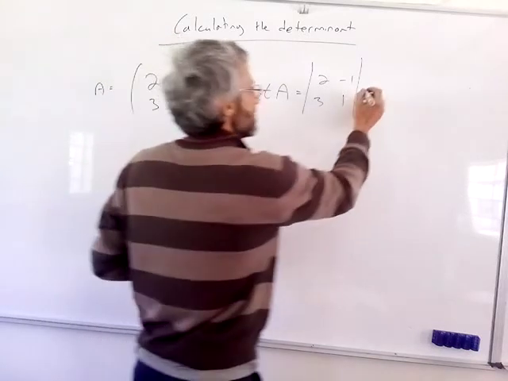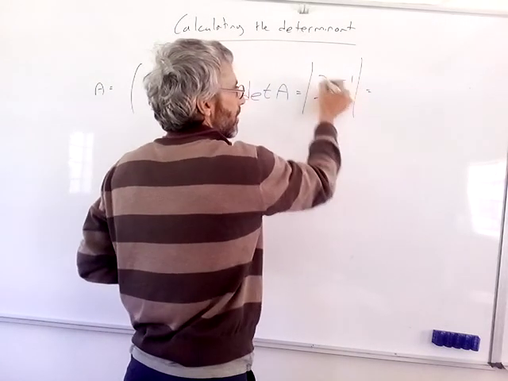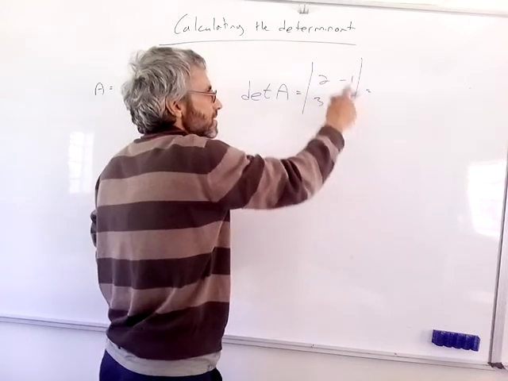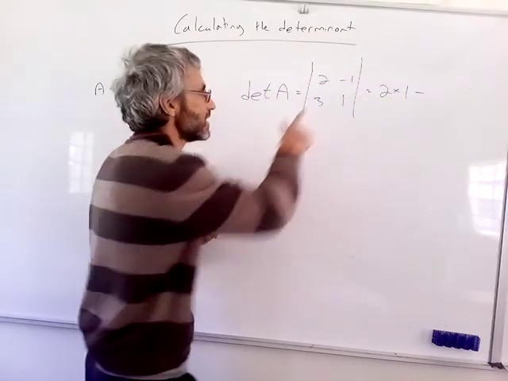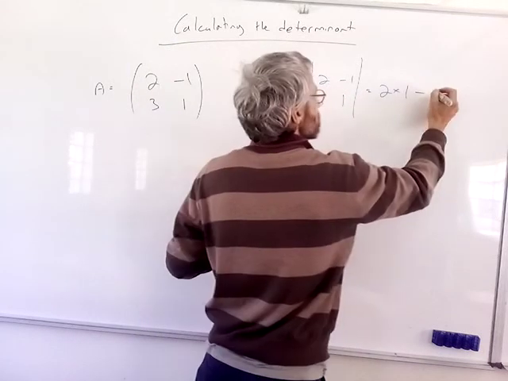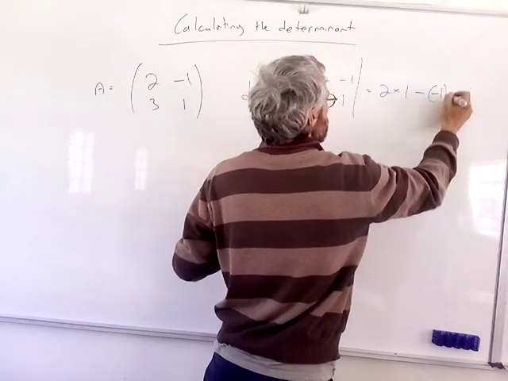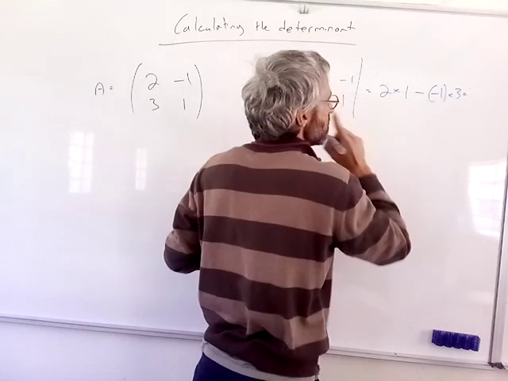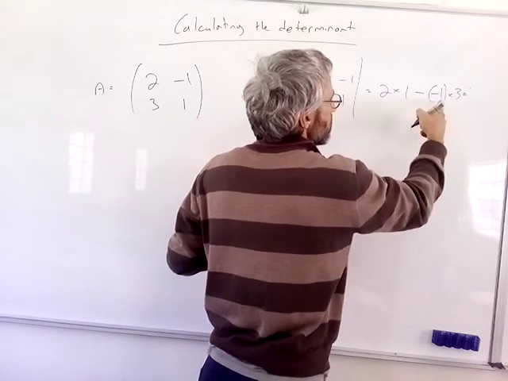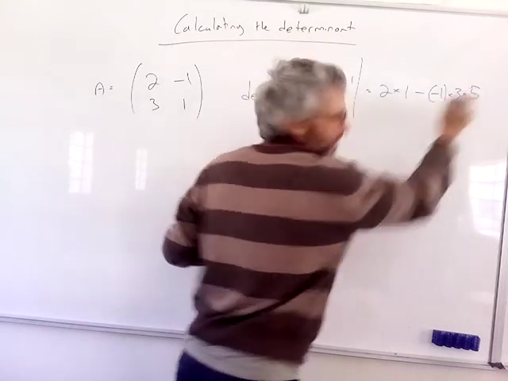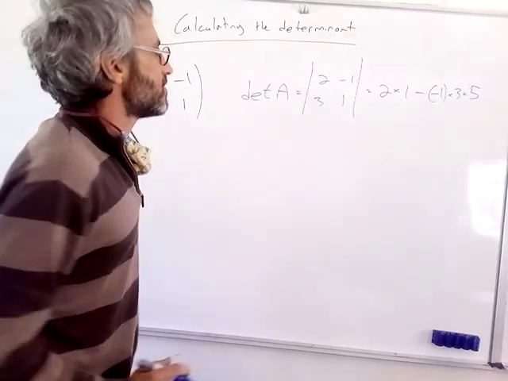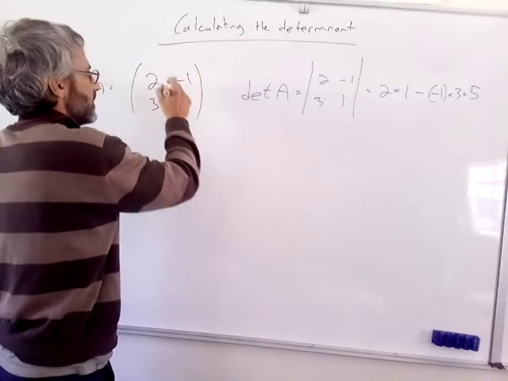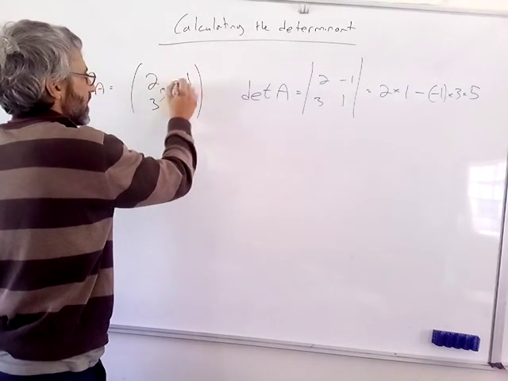Either way, we multiply the diagonal elements. 2 times 1, minus, always minus, multiplying these two: minus 1 times 3. How much is that? 2 plus 3 is 5. So the determinant of that matrix is 5: that times that minus that times that.